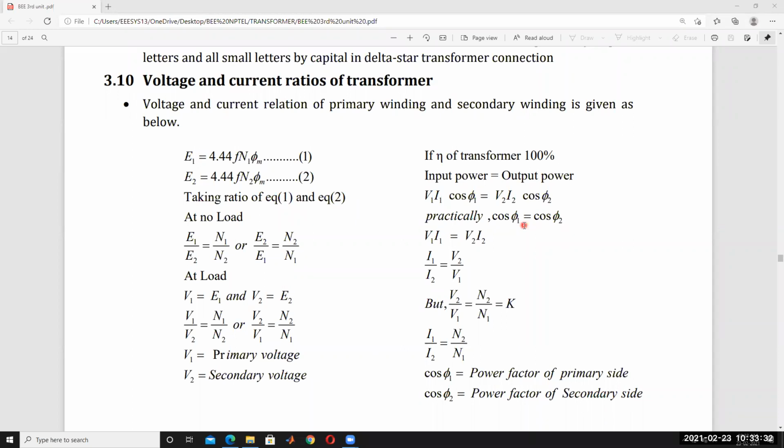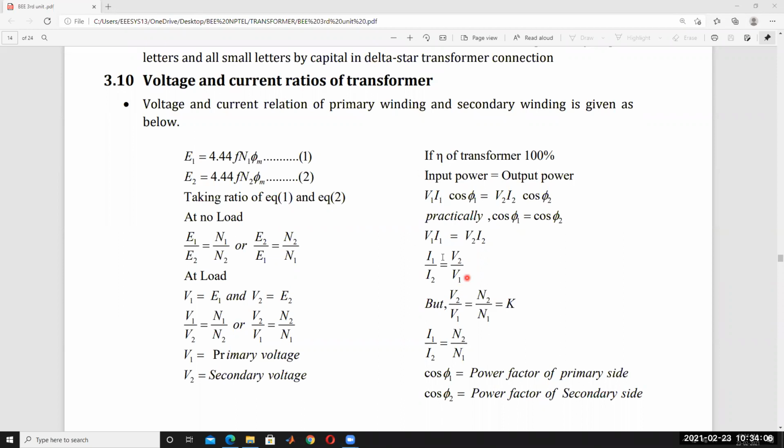Okay, so ideal is different. So V1 I1 is equal to V2 I2, which means I1 by I2 is equal to V2 by V1. This is the current ratio of the transformer. So I1 by I2 is equal to N2 by N1. I1 by I2 is equal to V2 by V1, and I1 by I2 is equal to N2 by N1. It's clear. So V1 I1 is equal to V2 I2.